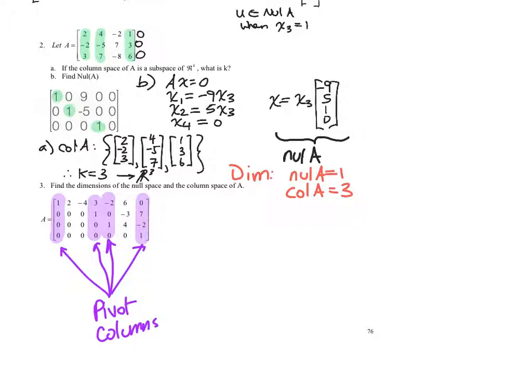All right, and there's 4 of them. So the dimension of the column space of A is going to be equal to 4. There's 4 columns that make up the basis of this system.